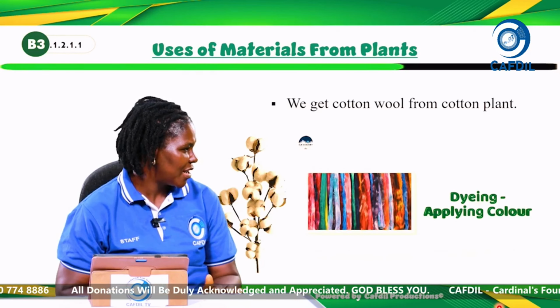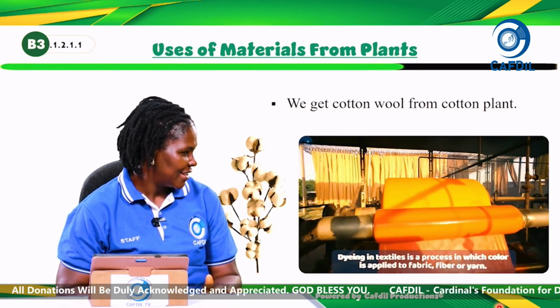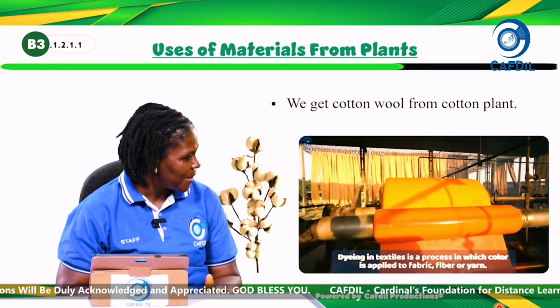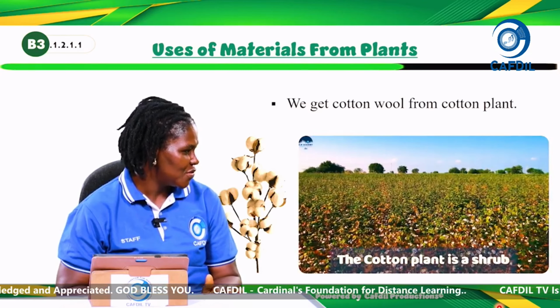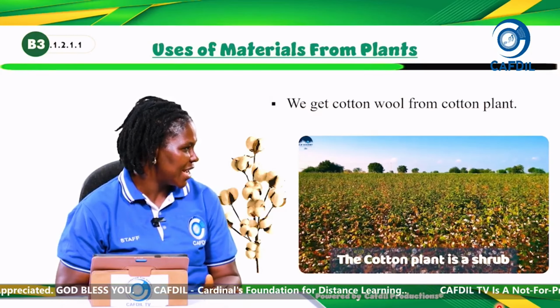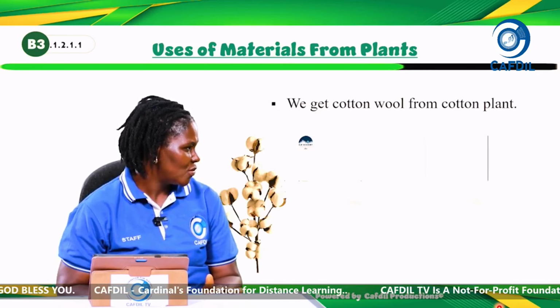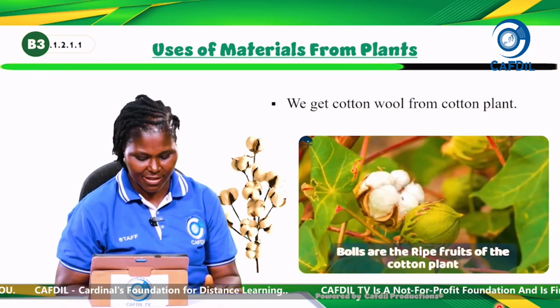So they are now applying color. If they want green, they will apply green dye. If they want blue, they will do that. So this is how we get cotton wool from cotton plants.